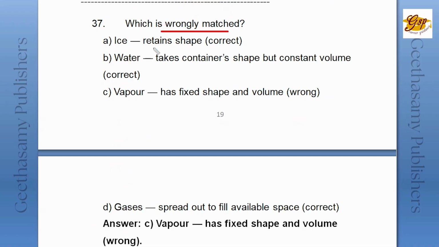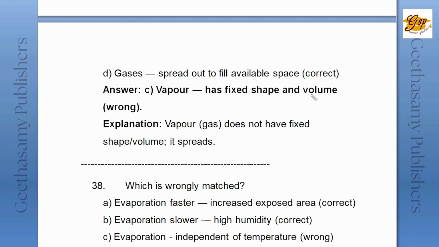Ice retains shape, correct. Water takes container shape and has constant volume, correct. Vapor has fixed shape and volume, wrong. Gases spread out and fill available space, correct. So the wrong statement is C. Vapor has fixed shape and volume, which is wrong. The explanation is, vapor, that's a gas, does not have fixed shape or volume, it spreads.